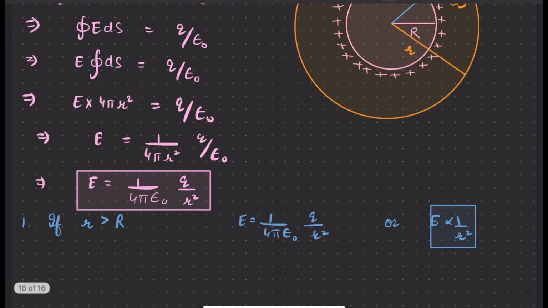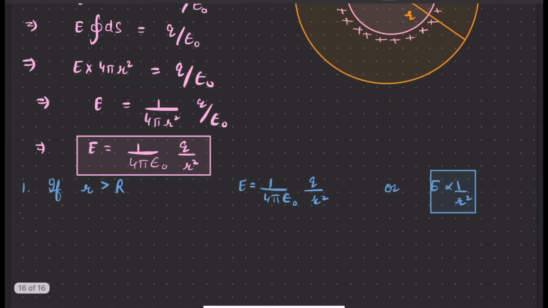Now we will consider the second case. Again in the second case, if the radius of Gaussian sphere is equal to the radius of the charged sphere, so r is equal to capital R, we will have E is equal to 1 upon 4 pi epsilon naught q upon capital R square, or we can say E is inversely proportional to r square.